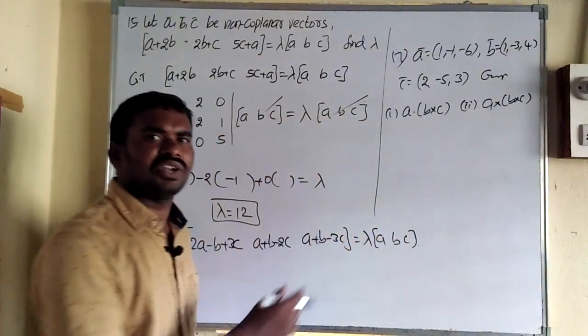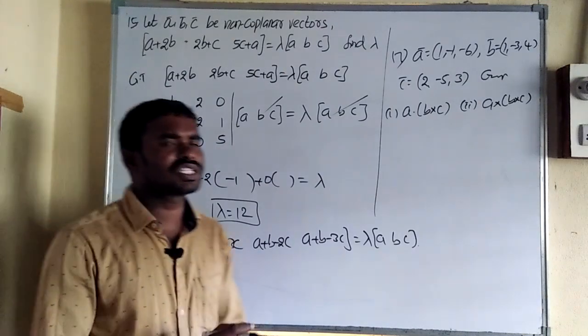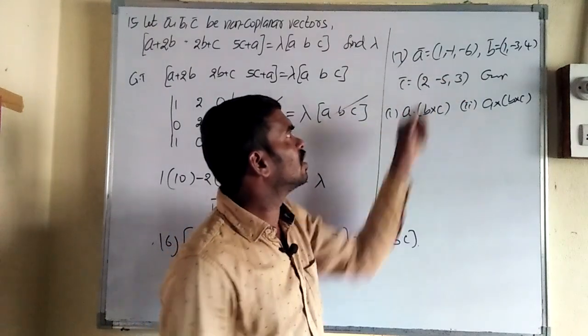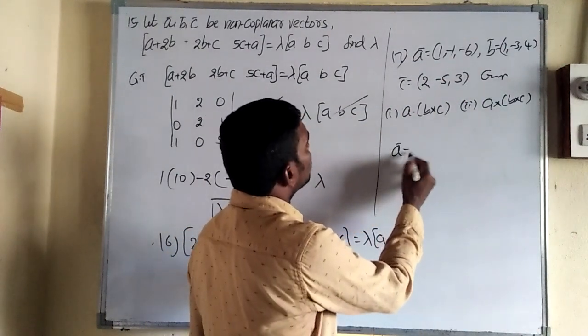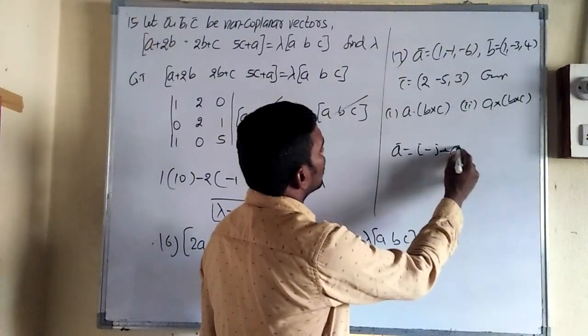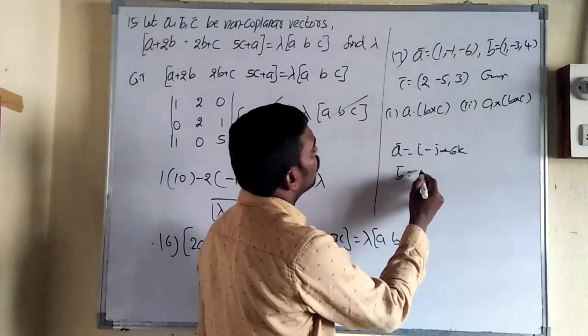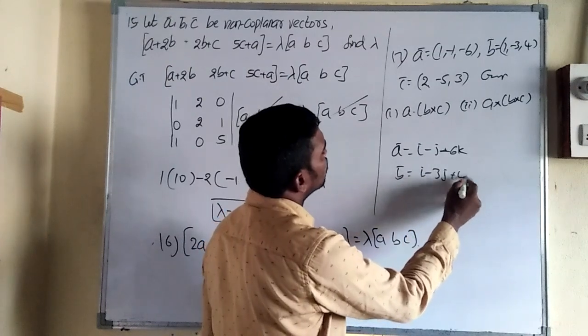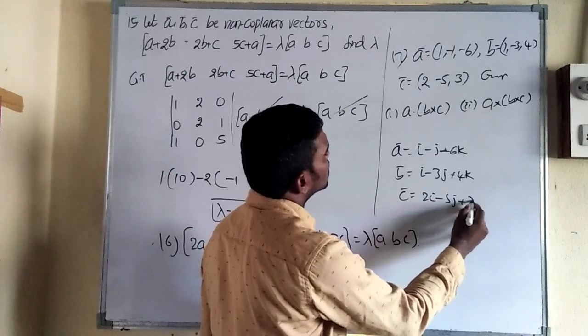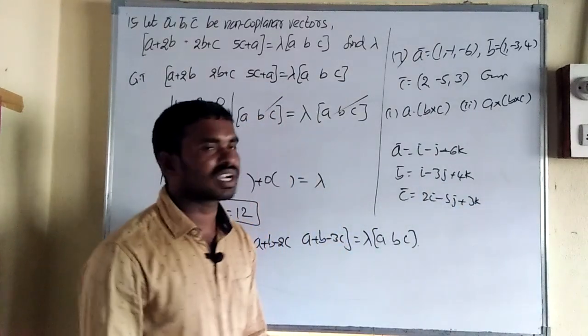Okay, in this way, in different ways they can ask the questions. So here a means it's not a point, it is a vector. So a means the vector 1i minus 1j minus 6k. Am I right? Similarly b means 1i minus 3j plus 4k. C means 2i minus 5j plus 3k. Okay, these are the vectors a, b, c.